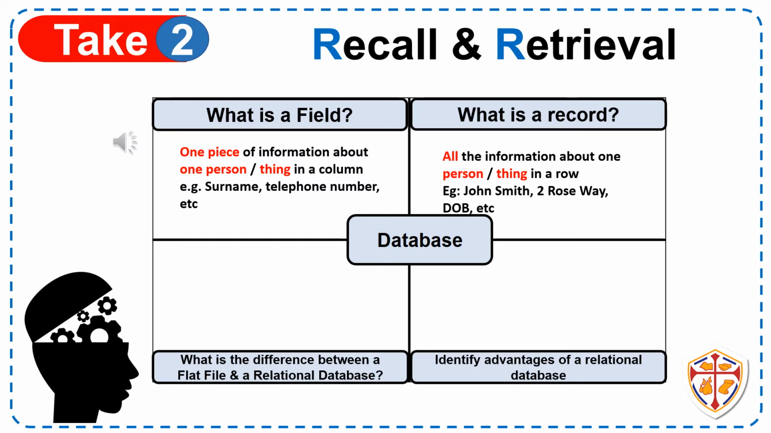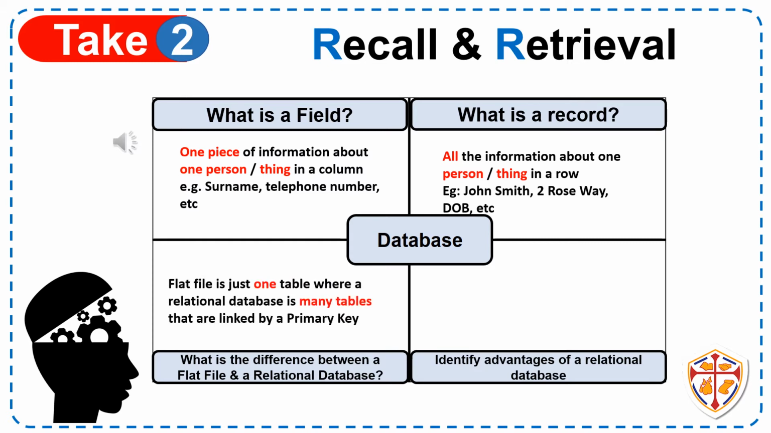So what is a field? A field is one piece of information about one person or thing in a column. For example, surname, telephone number, student. Another example might be about cars: the make, the model, the colour, the engine size, etc.